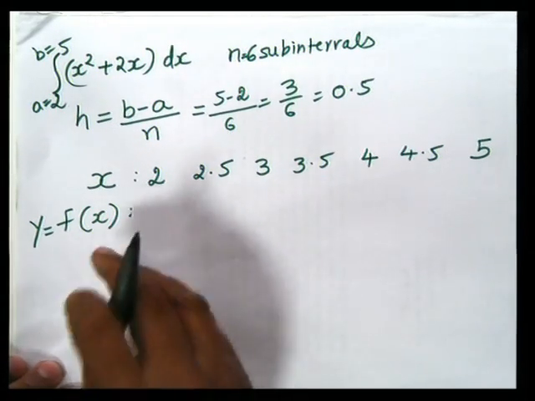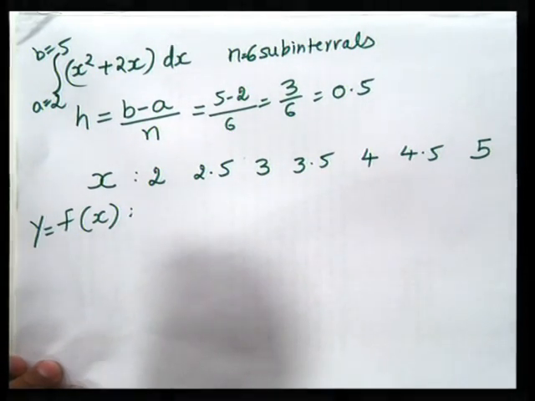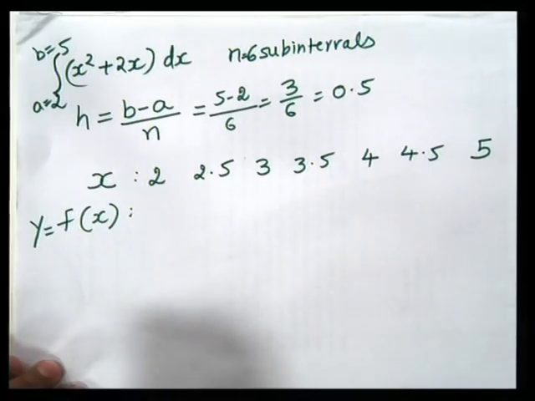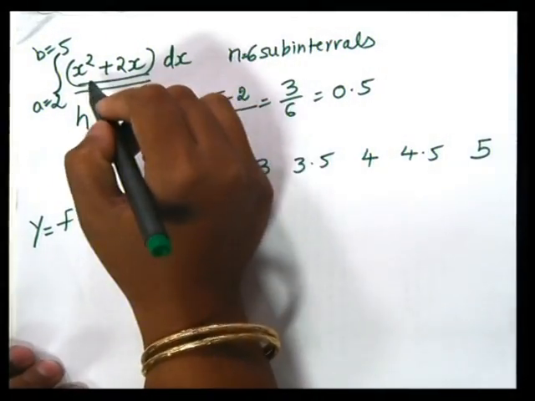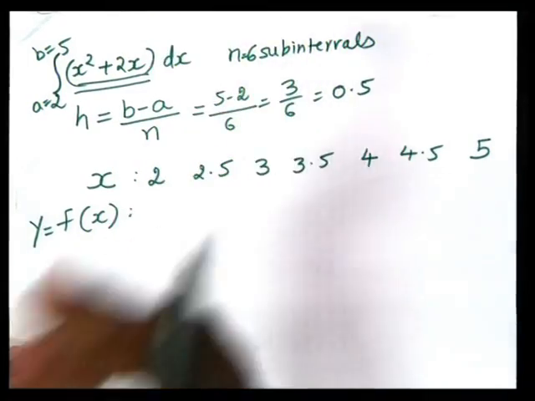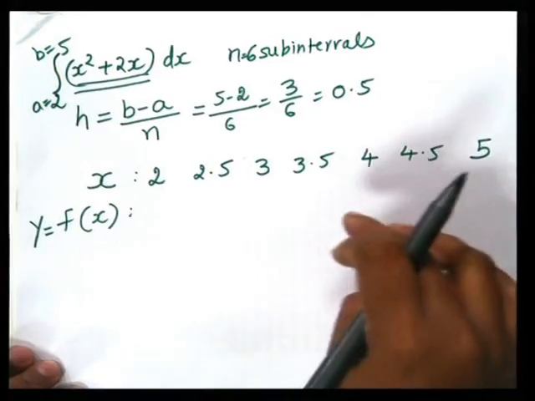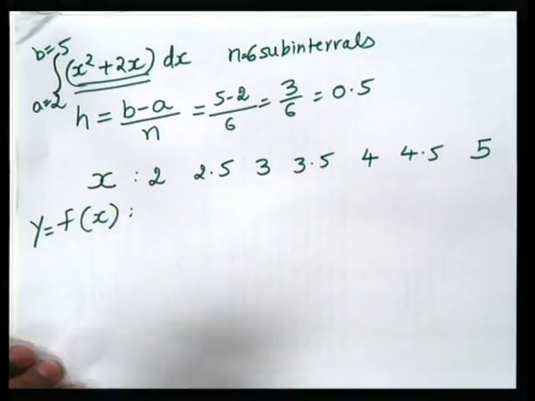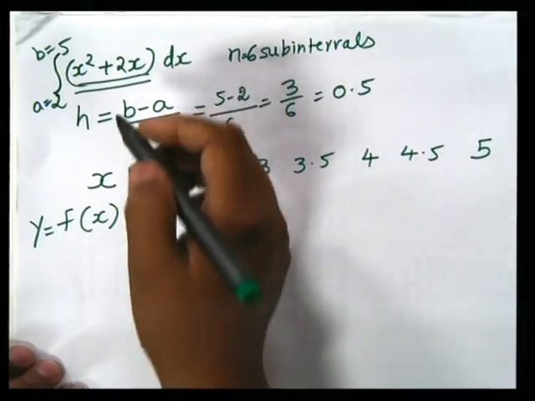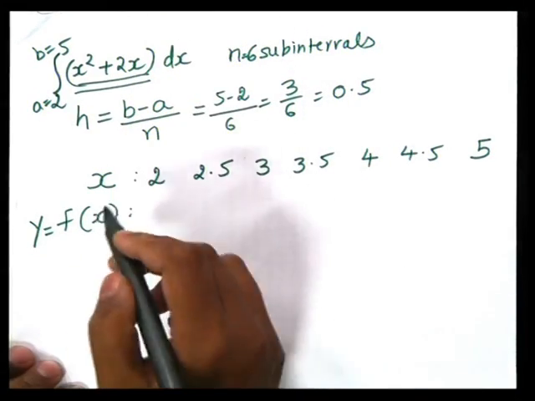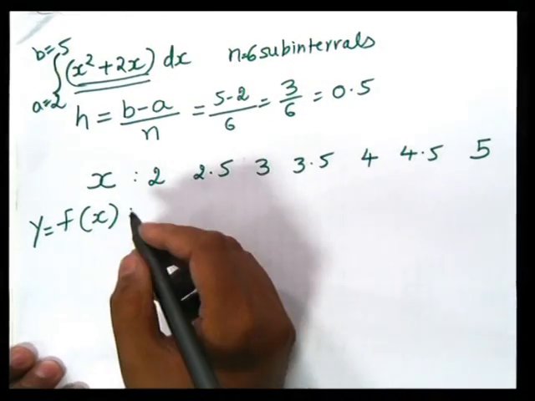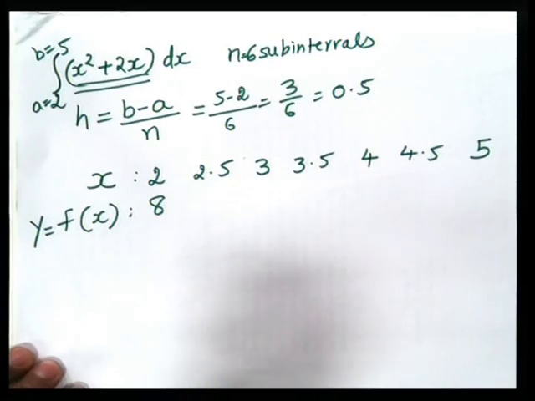Now, putting these values of x into the function which is given to us. What is the function which is given to us? It is this one, x square plus 2x. So we have to put each of these x values into that function f of x. What do we get? In this function, x square plus 2x, if we put x equal to 2, the answer we get is 8.